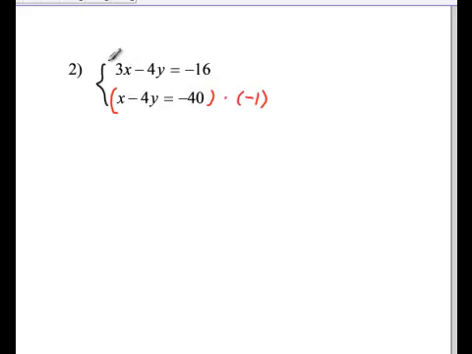Let's try. The first equation will not change at all. So I'm going to copy down this equation like it is: 3x minus 4y equals negative 16. The second equation is going to become negative x plus 4y equals 40. Now we are ready to add them up, and 3x plus negative x is going to give me 2x.